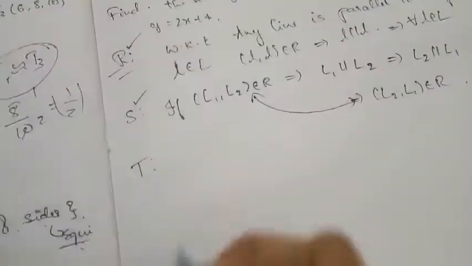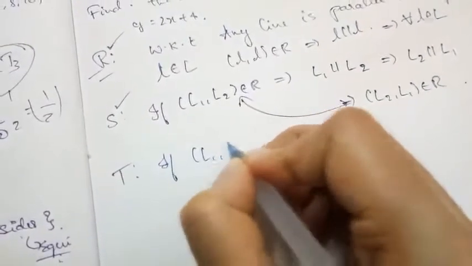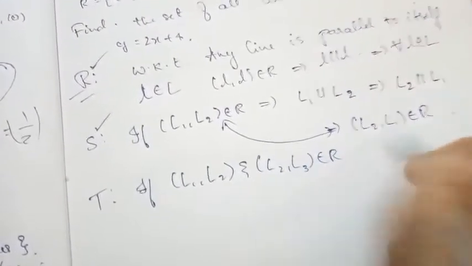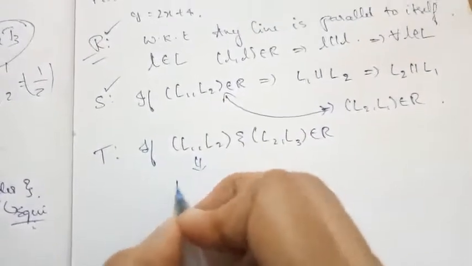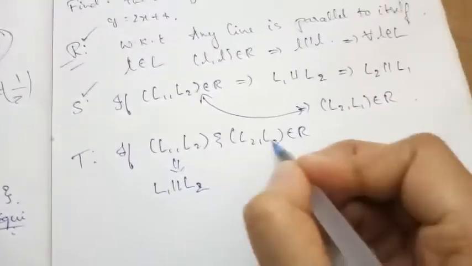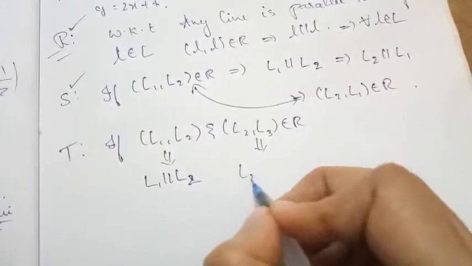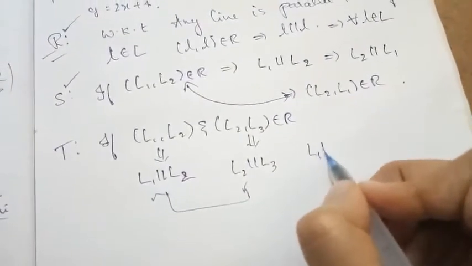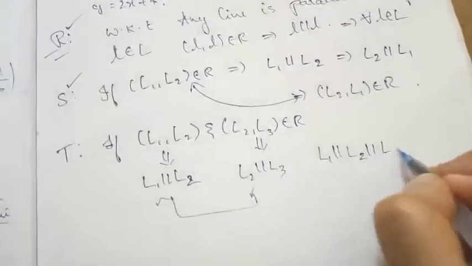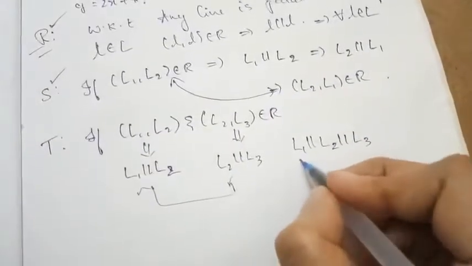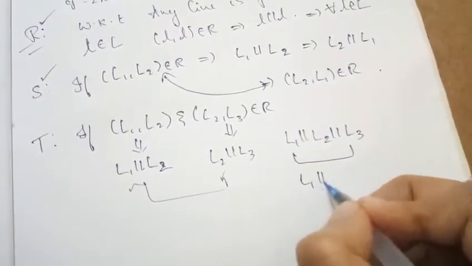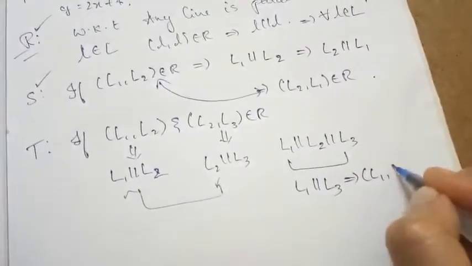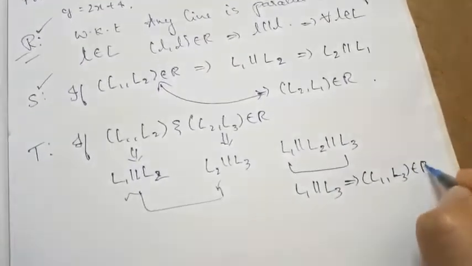Next, checking for transitive. If (L1, L2) and (L2, L3) belong to the relation, what does this imply? L1 is parallel to L2, and the other ordered pair says L2 is parallel to L3. Clubbing these two, L1 is parallel to L2 and L2 is parallel to L3. By this, clearly L1 is parallel to L3 also. If L1 is parallel to L3, what does that imply? (L1, L3) belongs to the relation.